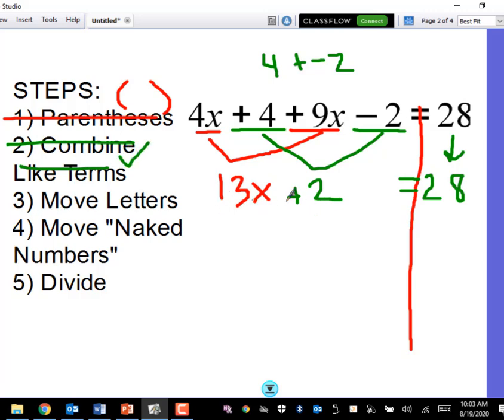So do I have letters on both sides of the equal sign or just one side? Well, the only thing that has an x is over here, the 13x. So I can skip this step. Goodbye step. Next thing is move my naked numbers.